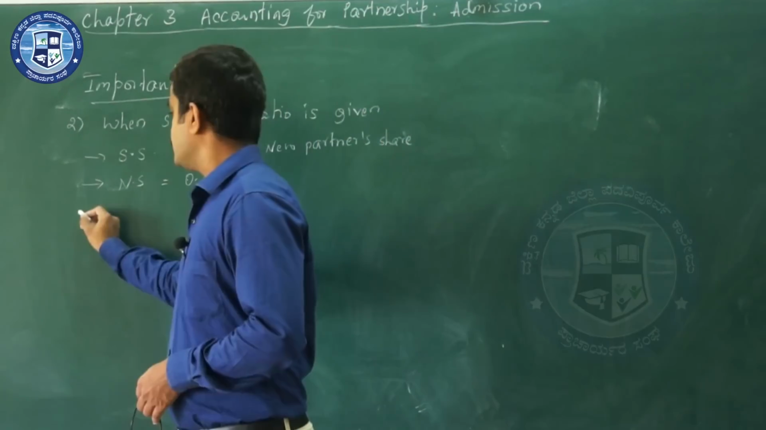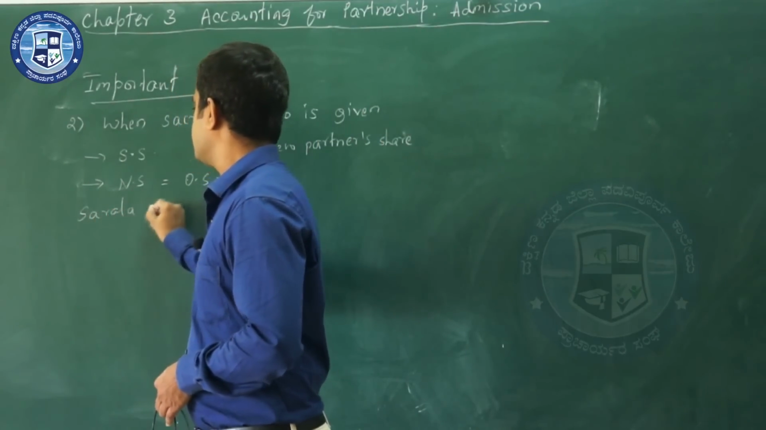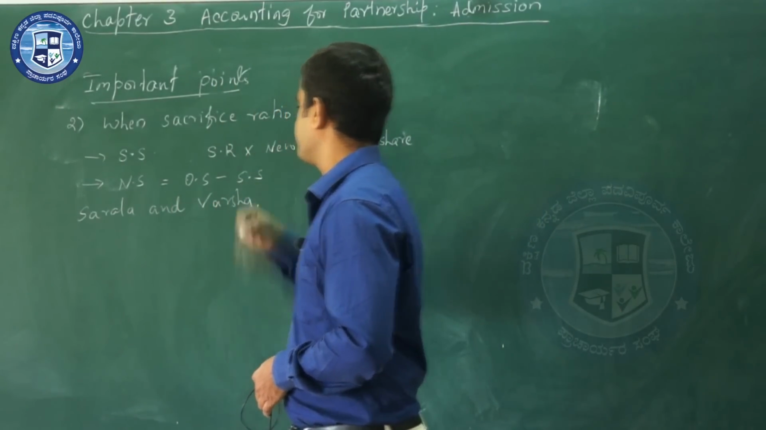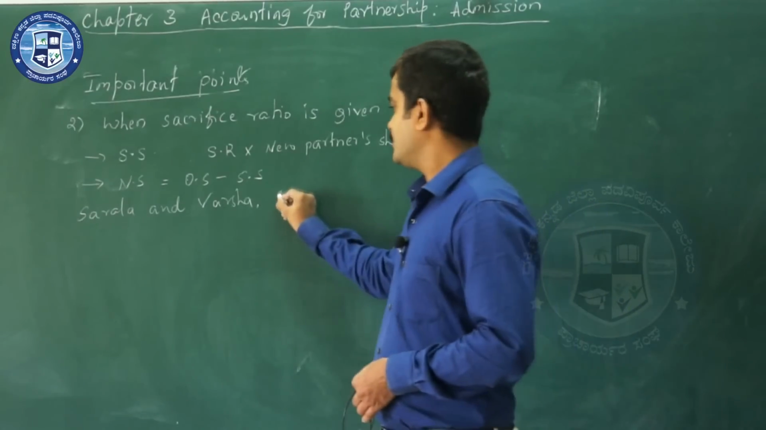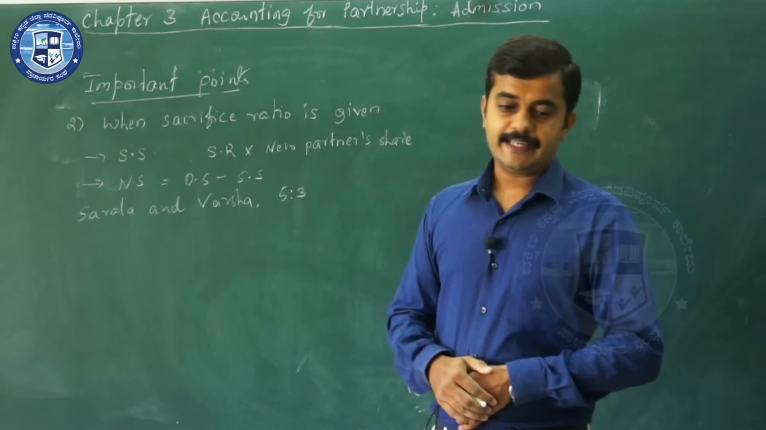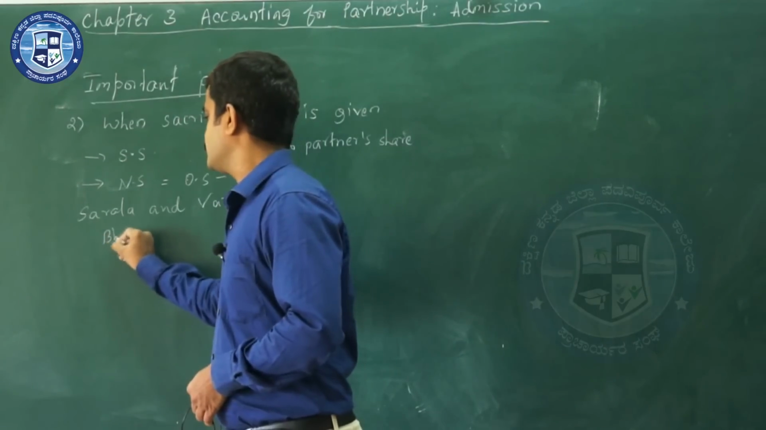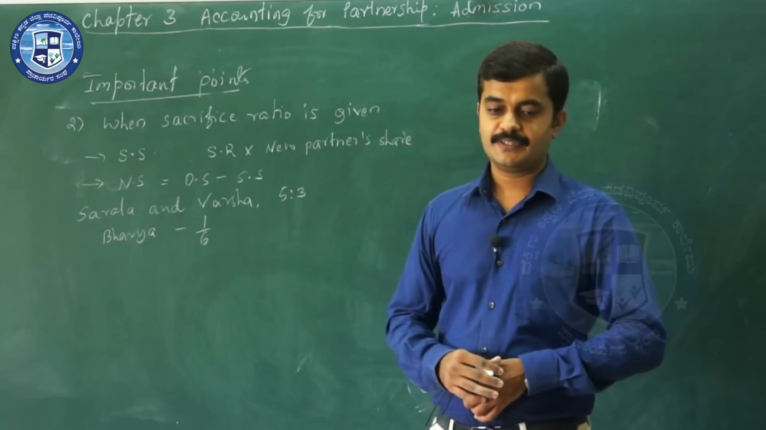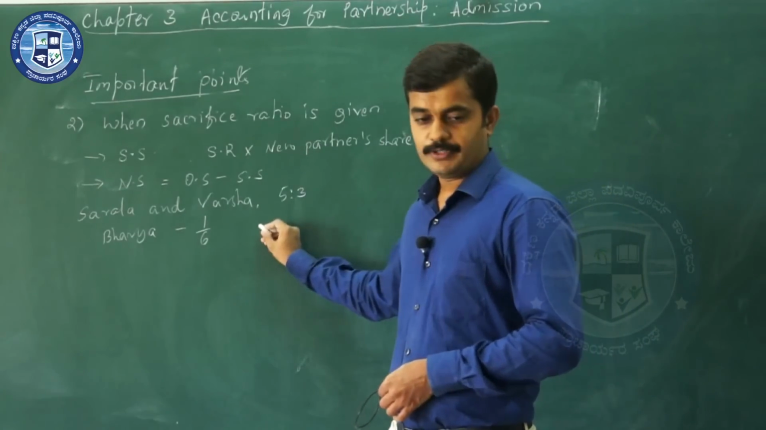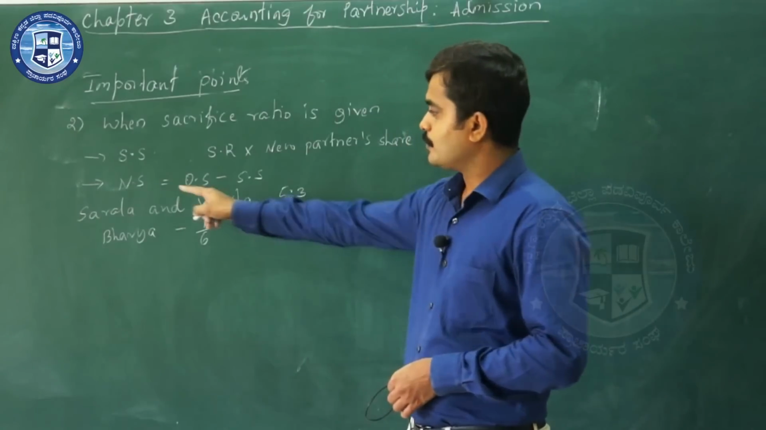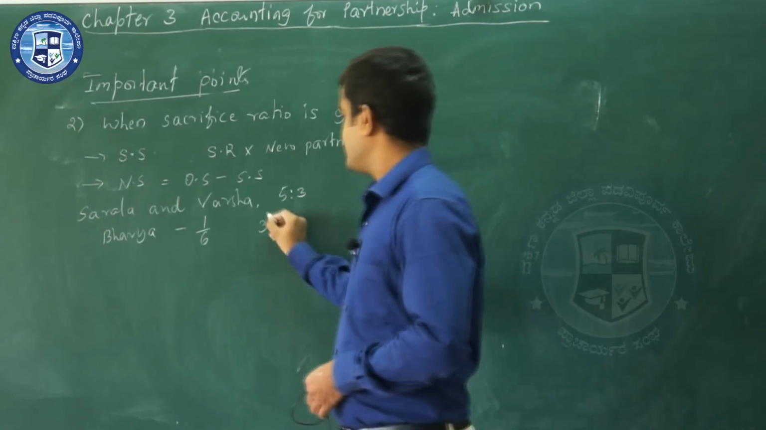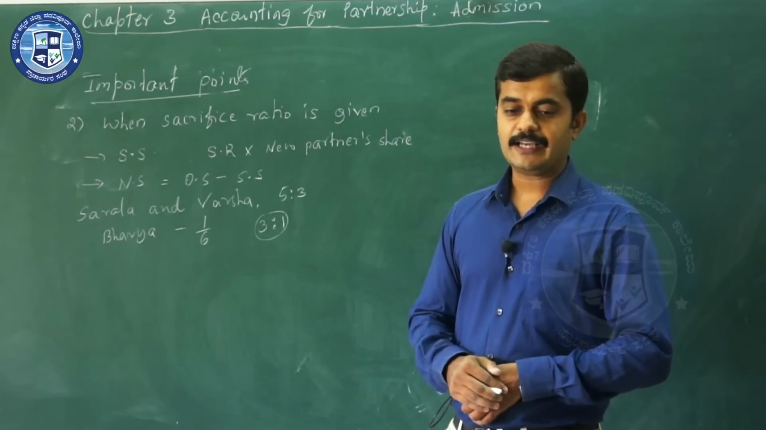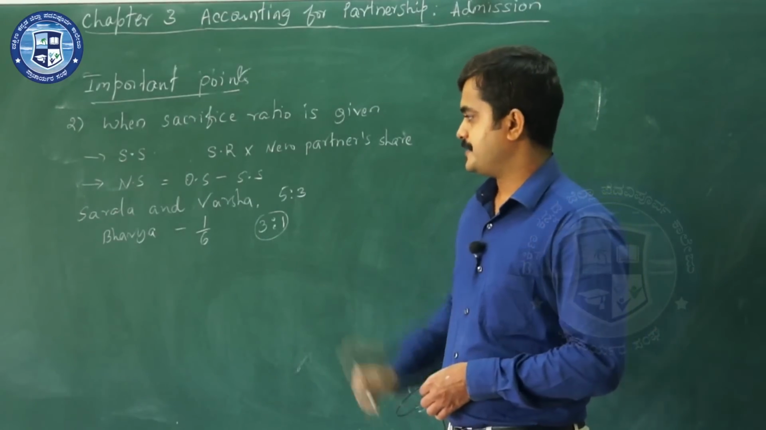Let us take one example. There are two partners, Sarala and Varsha, sharing profits and losses in the ratio of 5:3, and they admit Bhavya into partnership for 1/6 share in the business, which she acquires in the ratio of 3:1 from old partners Sarala and Varsha. So now this 3:1 is the sacrifice ratio of old partners. Here we have to calculate new profit sharing ratio of all partners.